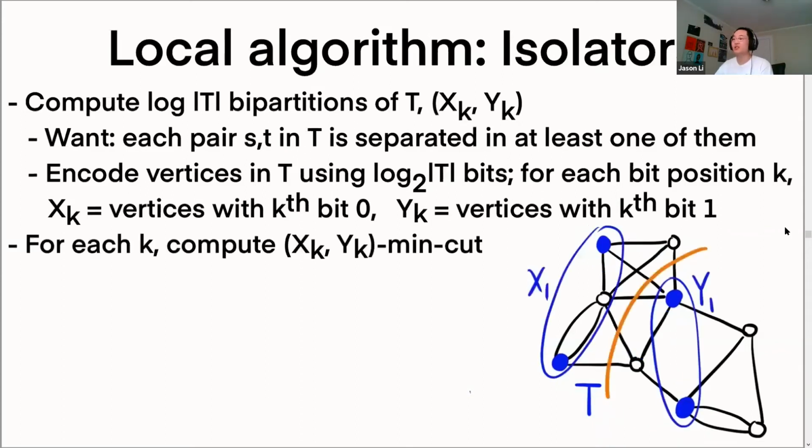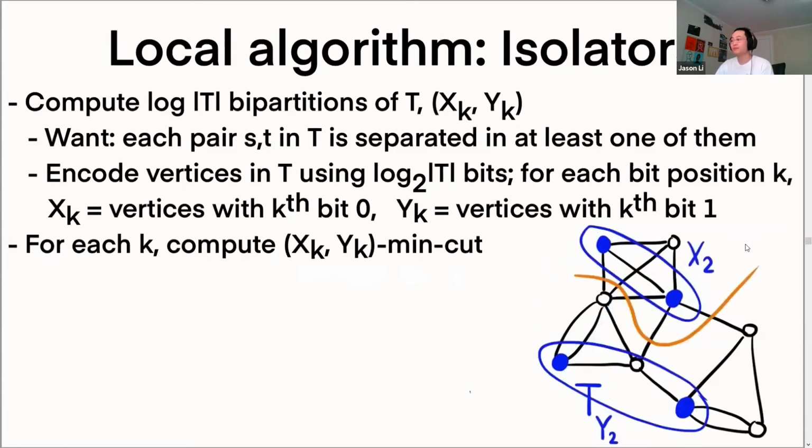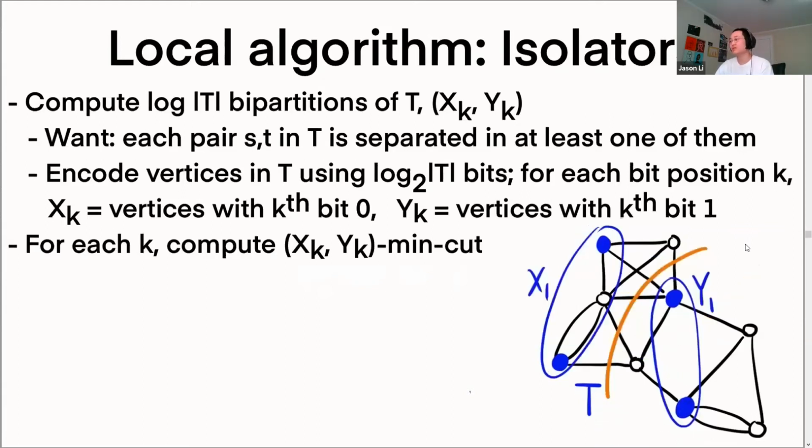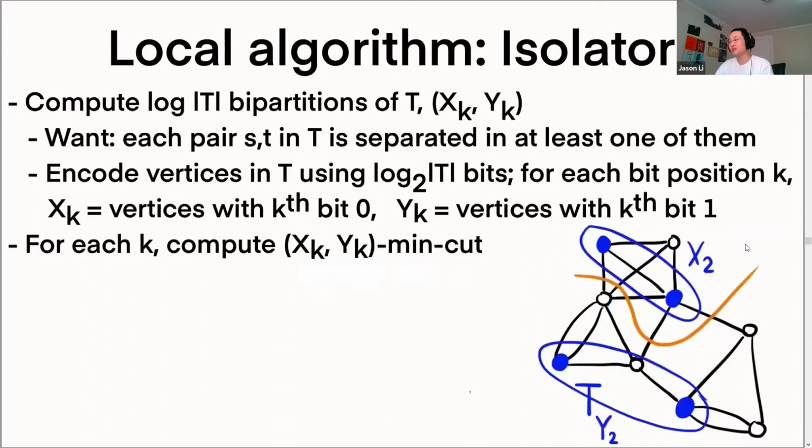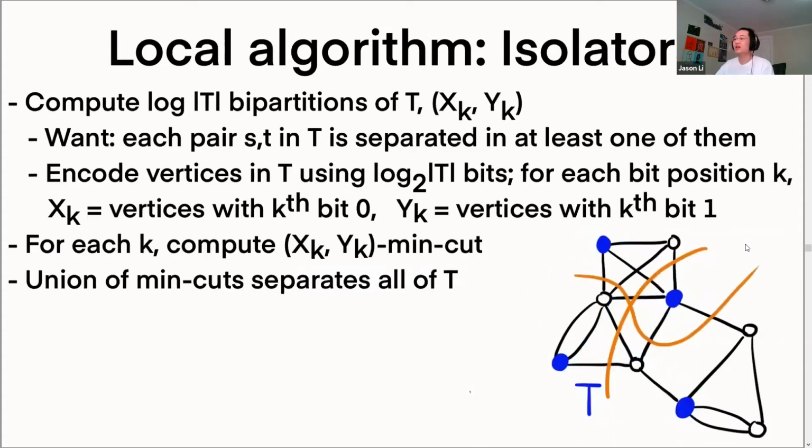And then for each such bipartition, we compute the min cut separating Xk and Yk. This is just the min cut such that all vertices in Xk are on one side and all vertices in Yk are on the other side. So these are the min cuts for X1, Y1, and X2, Y2. And finally, let's take the union of all the edges in the min cuts.